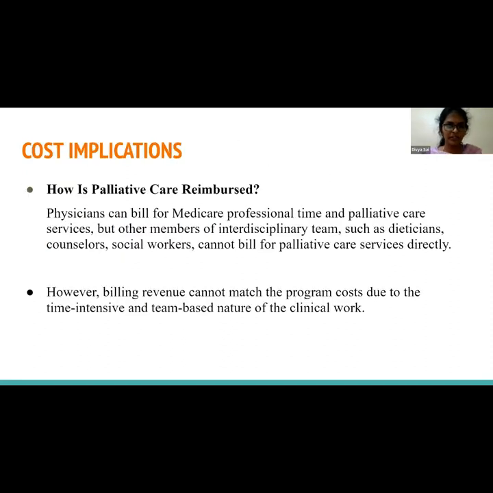So coming to the cost implications, this is the most ambiguous part of palliative care initiation. How is this reimbursed? The physicians usually can bill for their medical professional time, but other allied professionals in the interdisciplinary team, such as the dietitian, counselors, and social workers, cannot bill for their palliative care services separately. However, the billing revenue cannot match the program cost due to the time-intensive and team-based nature of the clinical work.